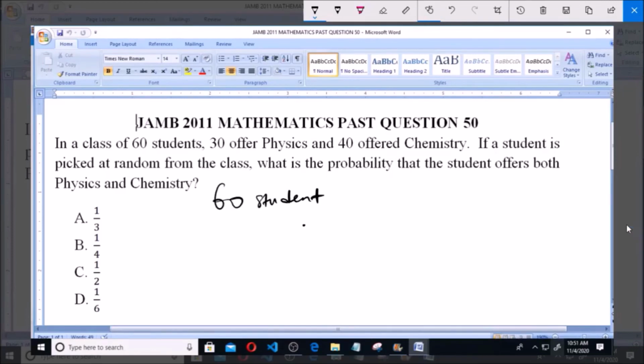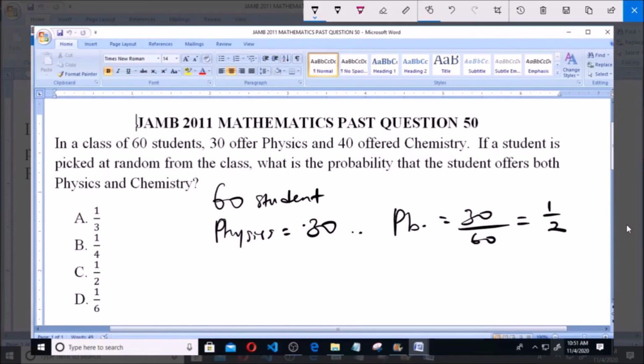Now the number of students that offered physics is equal to 30. Therefore, the probability of those that offered physics is 30 over 60, which is equal to 1 over 2. Now the number of students that offered chemistry is equal to 40. Therefore, the probability of students that offered chemistry is 40 over 60, which is equal to 2 over 3.